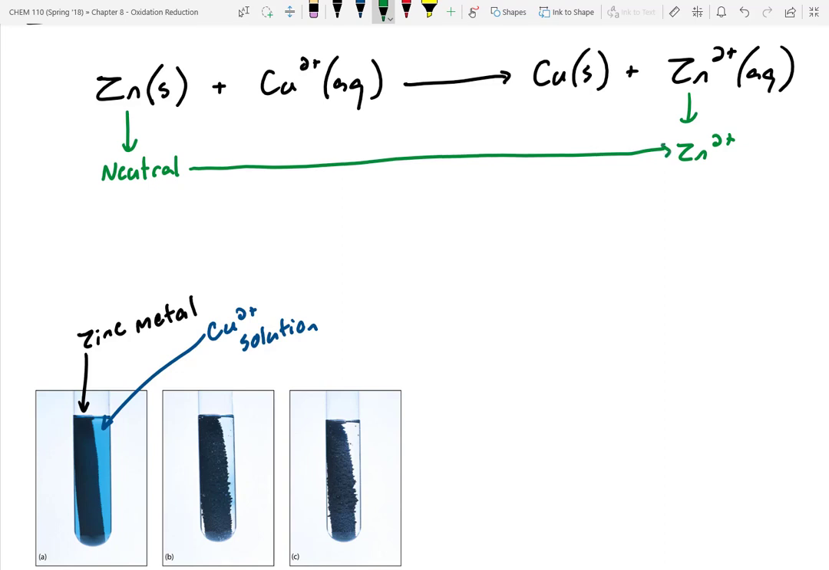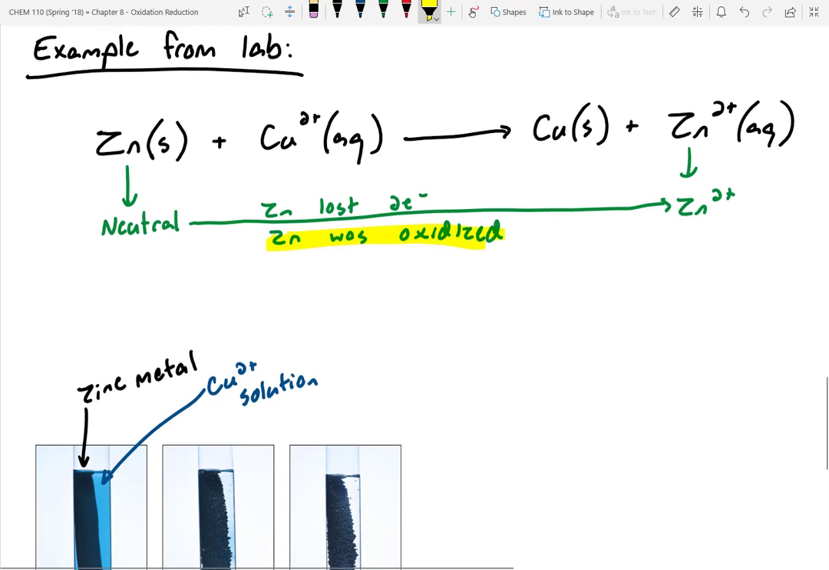So if we think about this, was zinc oxidized or reduced? Oxidized. It lost 2 electrons. So zinc lost 2 electrons. Zinc was oxidized. So that one's pretty straightforward. I'll just highlight this so we can keep track of things clearly.